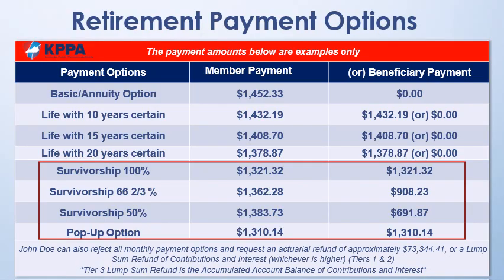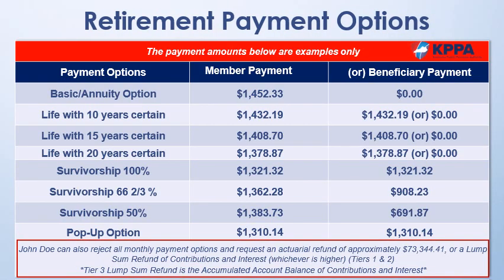The survivorship 100%, 66 2/3, 50%, and the pop-up options provide a monthly benefit after the member's death and will allow the beneficiary to participate in the medical insurance program.